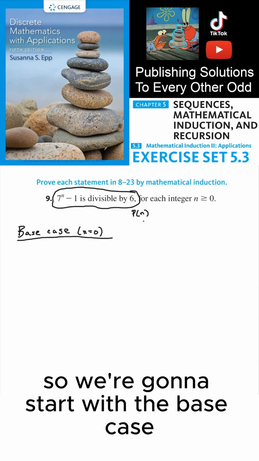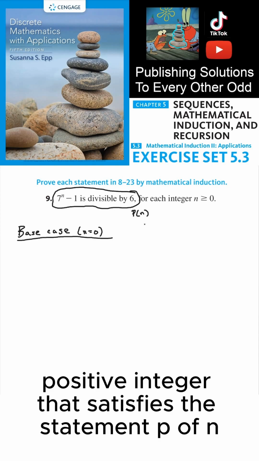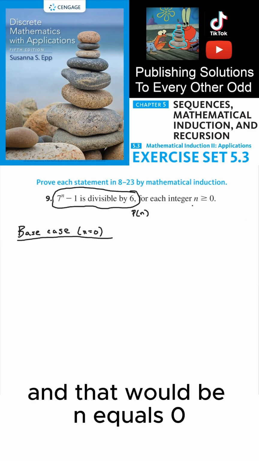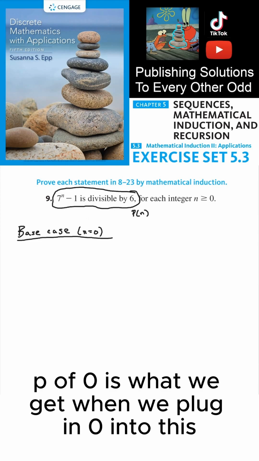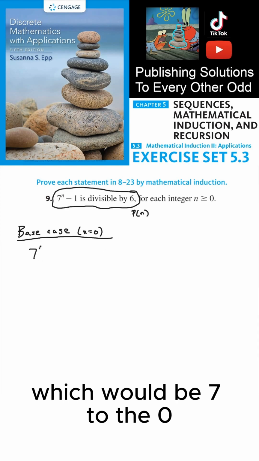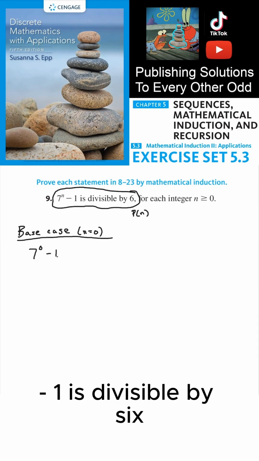We're going to start with the base case, which is the smallest integer that satisfies the statement P of n. And that would be n equals 0, since n is greater than or equal to 0. So what is P of 0? P of 0 is what we get when we plug 0 into this sentence here, which would be 7 to the 0 minus 1 is divisible by 6.